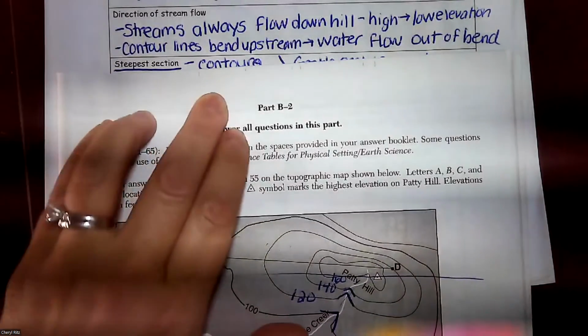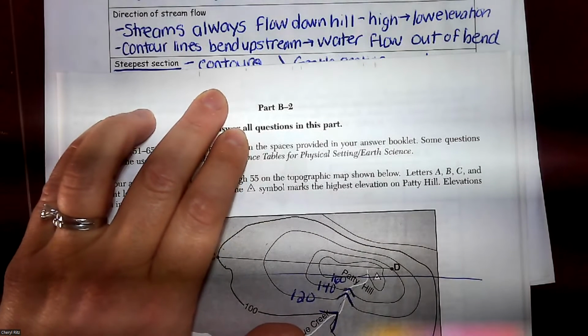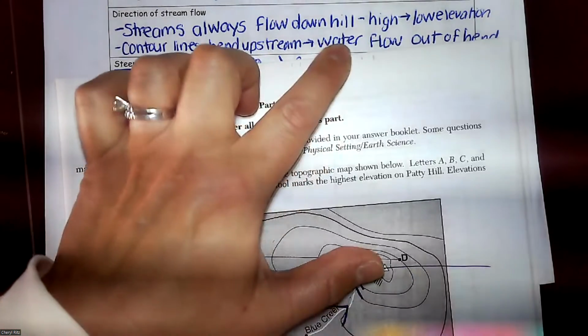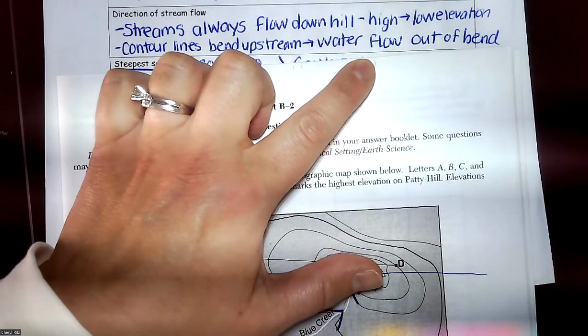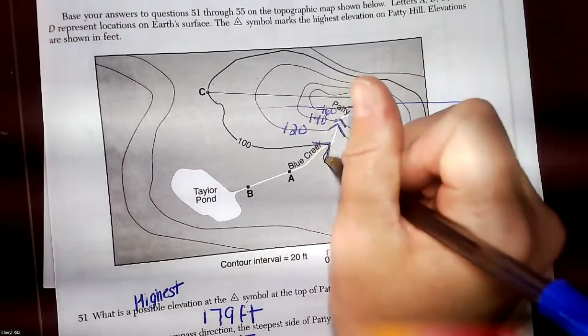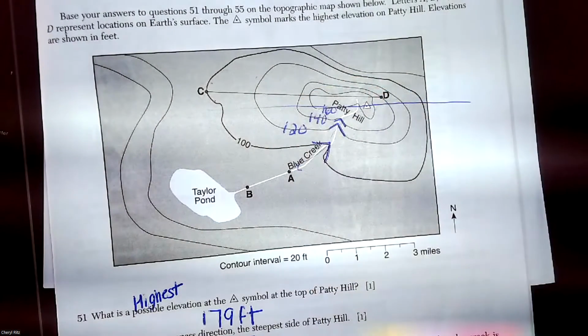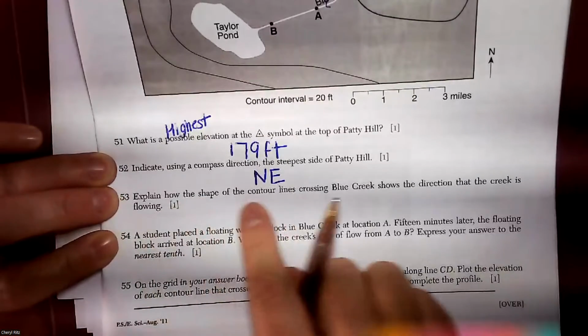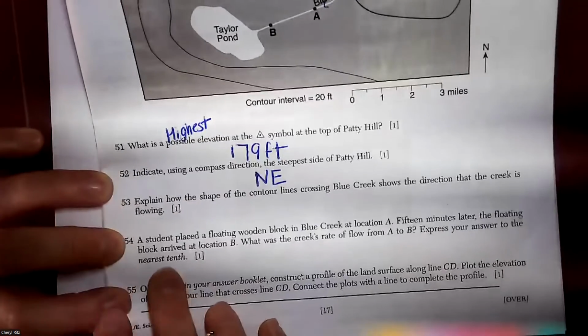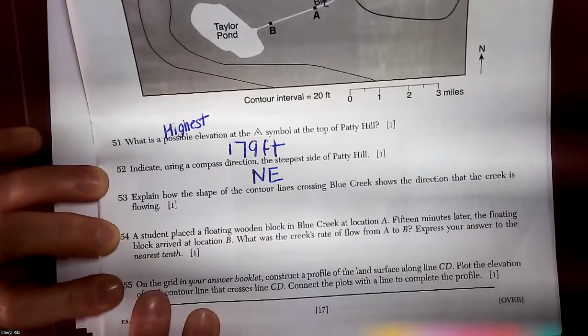And our notes said that they bend upstream. Do you guys know what upstream means? Is that where it's going or where it came from? Where it came from. Upstream means uphill, so where it came from. Or another way of thinking about it is water flows out of the bend. So notice, here's the bend. So water's going down into Taylor Pond. But does that answer the question? Explain how the shape of the contour lines crossing Blue Creek show the direction the creek is flowing. How do they want us to answer that?